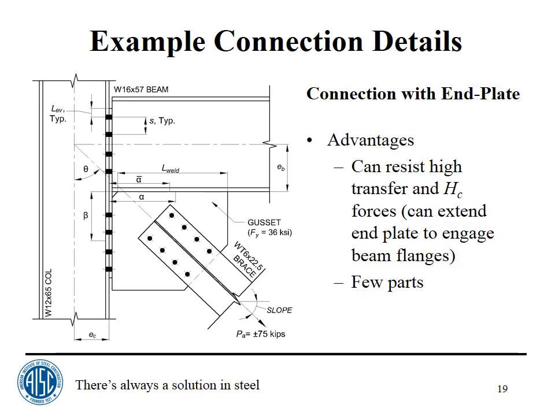End plates have advantages. They can resist really quite high transfer and H sub C forces. You can extend the end plate to engage the flanges. For instance, it could be extended to include the top flange of this 16 by 57 beam. It has few parts. This one shows a single end plate. We could do it with 2 separate plates. Sometimes you need a heavier plate between the beam and column and a lighter plate between the gusset and the column. So you would have 2 separate plates. And that's not a problem either. So it's really quite versatile.